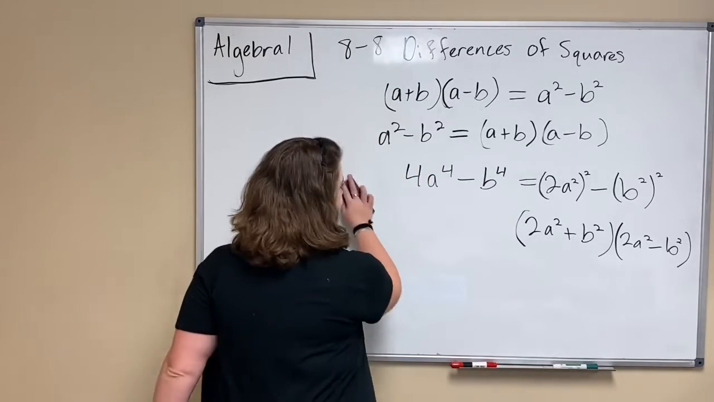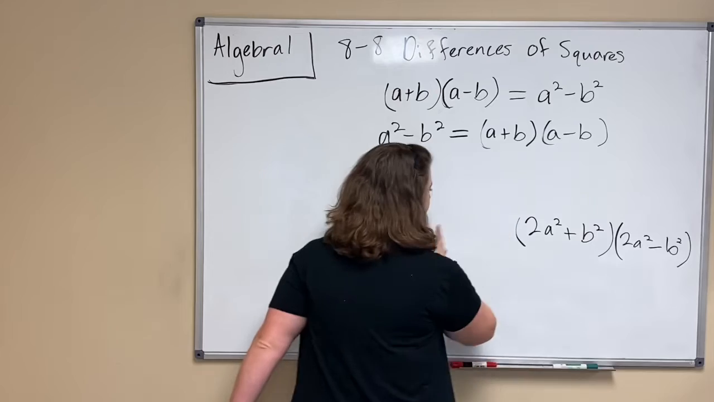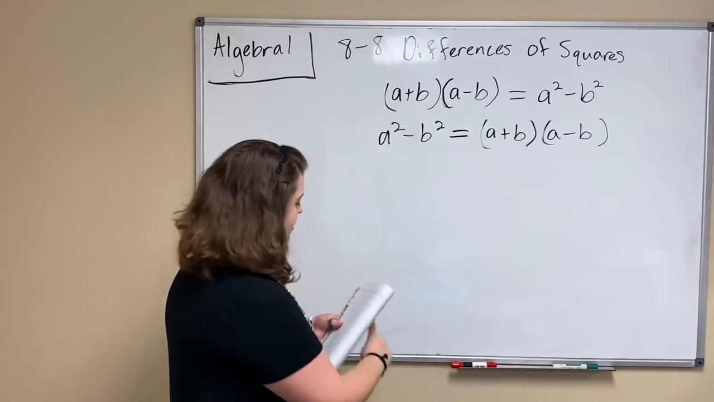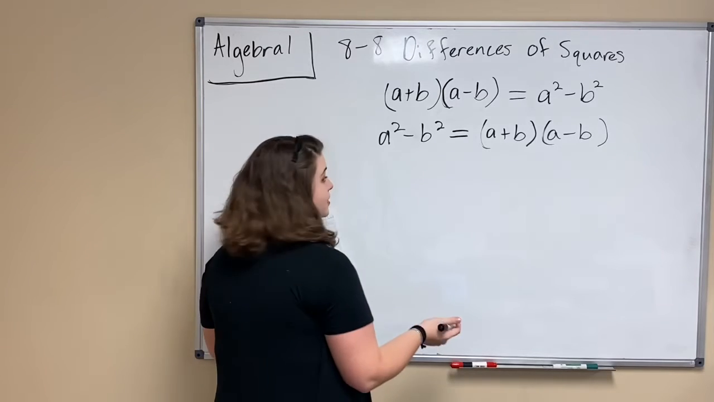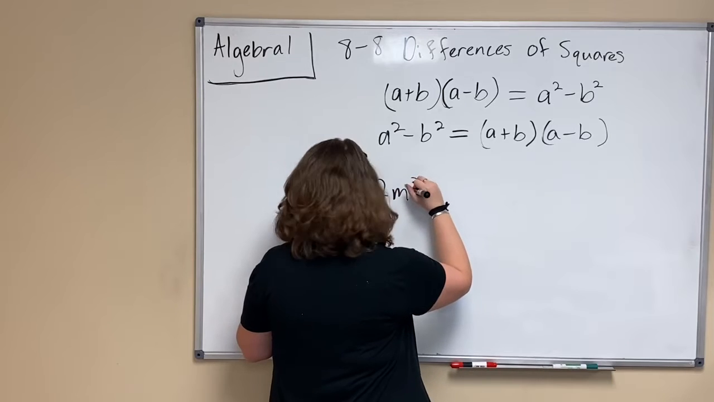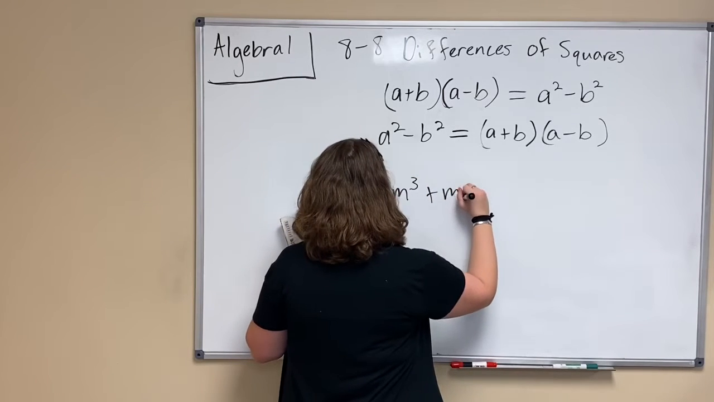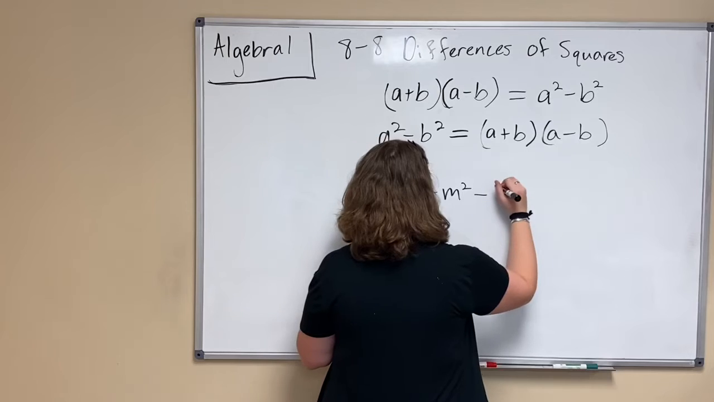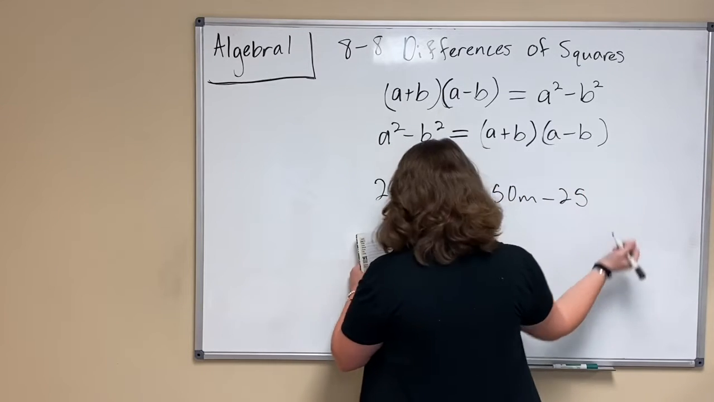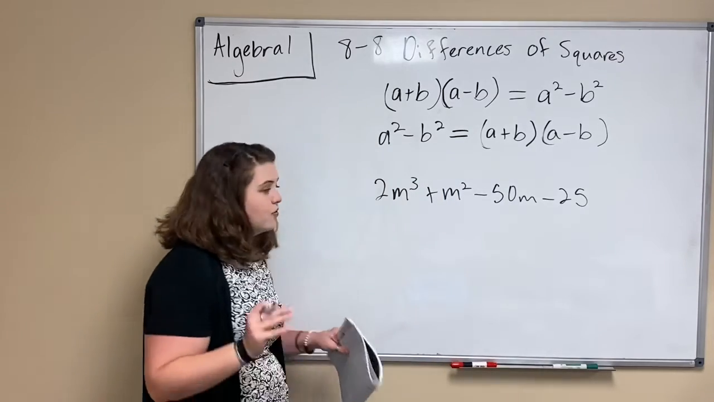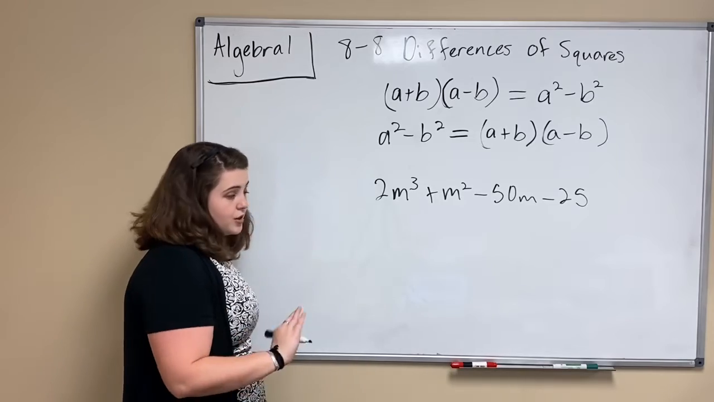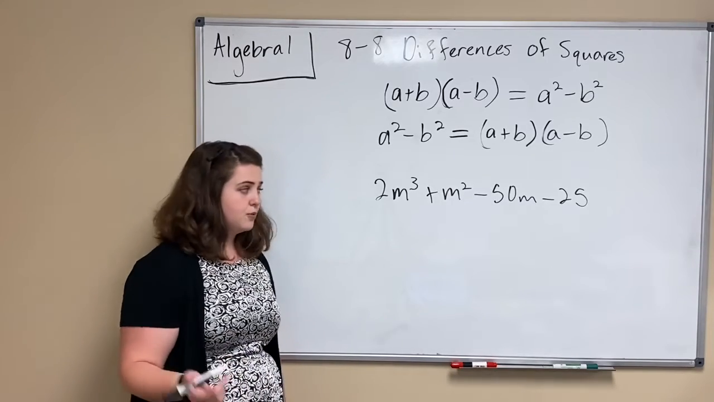One more layer of complication is what happens if what you're given is not just a binomial. What if it's a polynomial with more terms? So let's look at 2m cubed plus m squared minus 50m minus 25. The first thing I'm going to do when I'm looking at this, since it has 4 terms, is try to factor it by grouping.